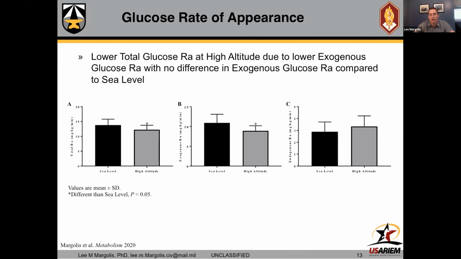Now looking at our stable isotope infusion methodologies, looking at the glucose rate of appearance, what we were able to see with these tracer studies was that there was an overall total reduction in the rate of appearance. This reduction appears to be primarily driven by lower exogenous glucose rate of appearance, which may suggest that there is a reduction in either the uptake or release of exogenous carbohydrate from the gut during exercise into circulation. So that could potentially contribute to the lower exogenous glucose oxidation rates that we observed during our study.